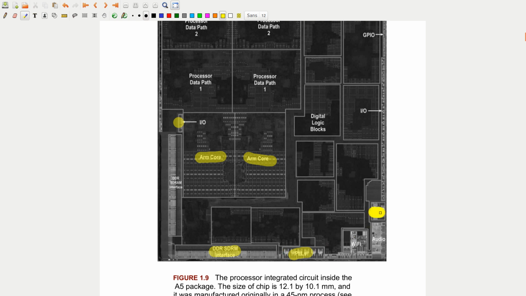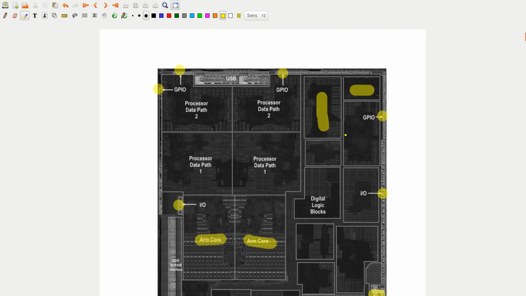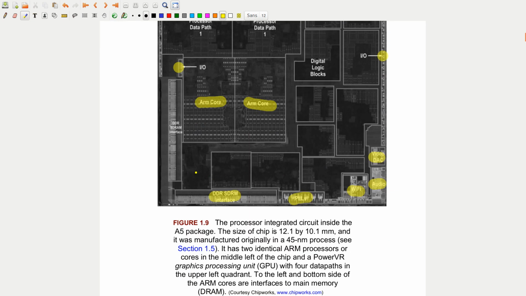We have a video DAC, which is our digital to analog converter. We have our audio input and output, probably. We have a Wi-Fi little block here, more input output, more general purpose input output, and of course these are going to be our processor data paths. If I'm not mistaken, this is going to be things like ALUs and computational units. And we have digital logic blocks in here. It doesn't say what the rest of these things are, which means only one thing: it means that Apple didn't want you to know what these are.